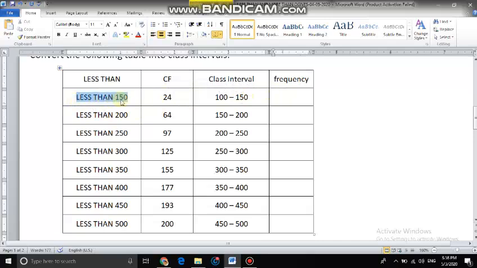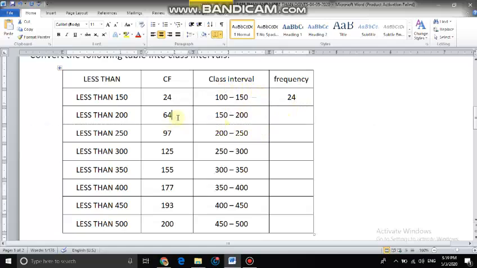Or you understand it this way: less than 150 and 100 to 150, both will remain the same, which will be 24. Now less than 200, you have 64, but I want 150 to 200. So less than 200 means, as we discussed, it increased from 100 to 200. So this 64 has all those persons who spend from 100 to 200, but 100 to 150 we already took 24 here, but I want only 150 to 200.